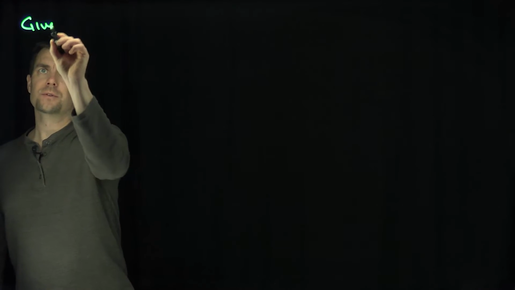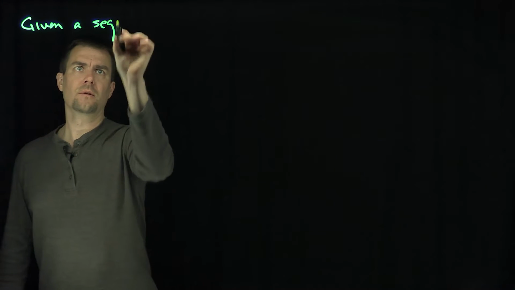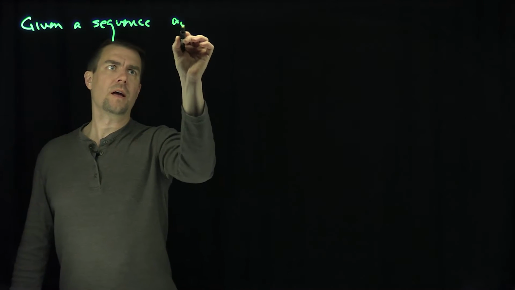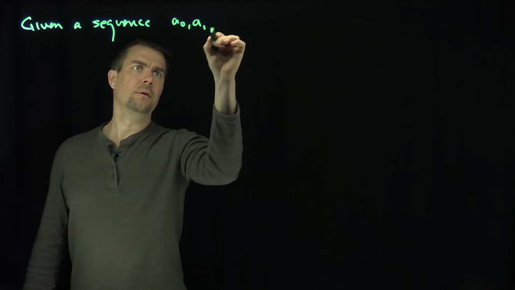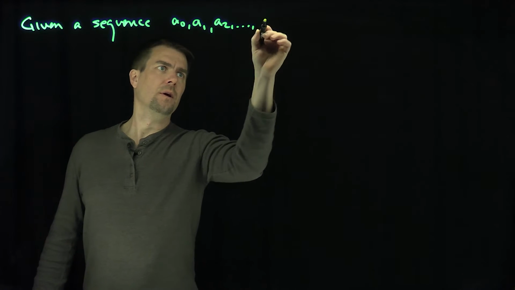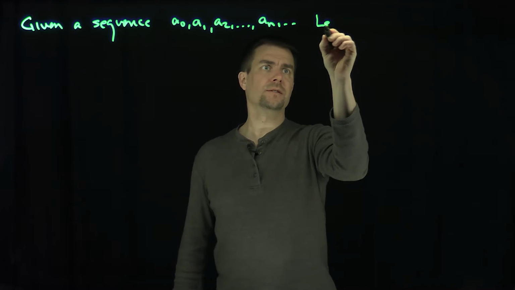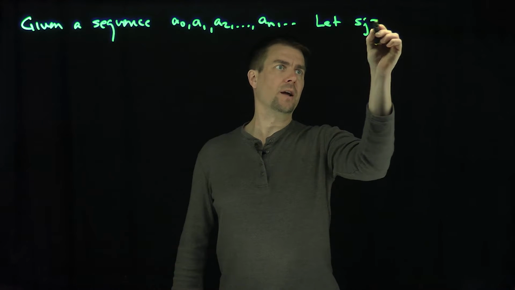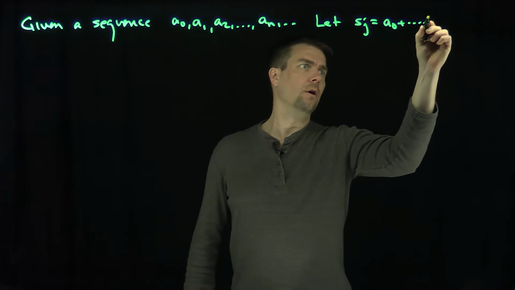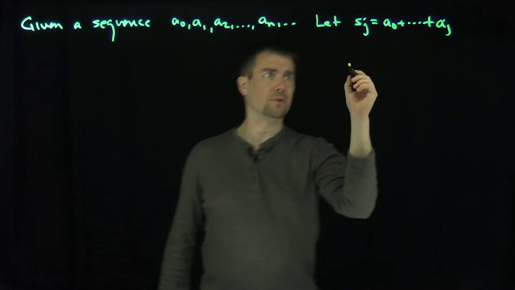Hello students, in this video we'll discuss Cesaro Summability. We'll be given a sequence of numbers, a0, a1, a2, ..., an, forever. Consider the partial sums. Let Sj be a0 all the way up to aj, the partial sums.